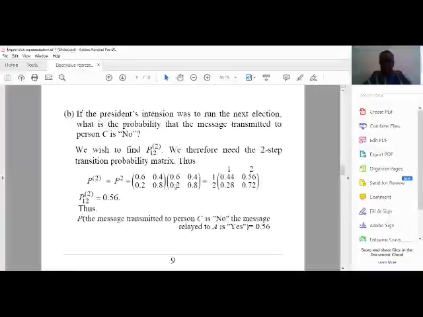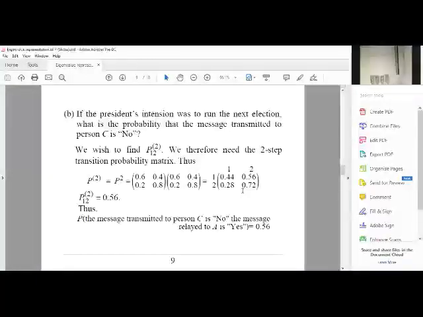But now B is also transmitting the message to C. So what's the probability that by the time the message gets to C, it will remain yes? Yes to yes, that's 0.44. The probability that it will change from yes to no is 0.56. The probability that from A to C it will change from no to yes is 0.28. And the probability that it will remain no from A to C is 0.72.